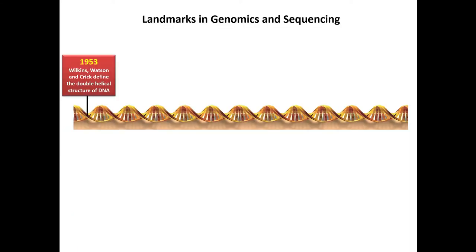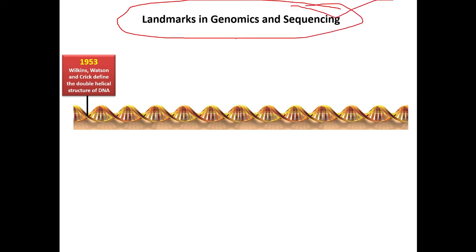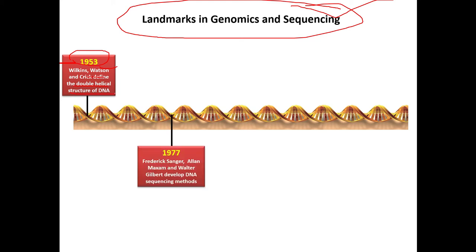So, my dear friends, landmarks in genomes and genome sequencing came with the help of bioinformatics. First of all, in 1953 Watson and Crick defined the double-stranded DNA structure. And then in 1977, what happened? Frederick Sanger, Maxam and Gilbert developed techniques for DNA sequencing. Each and every topic is very crucial, my dear friends. So if you really want to learn bioinformatics, try to learn molecular biology and know the depth of molecular biology also.